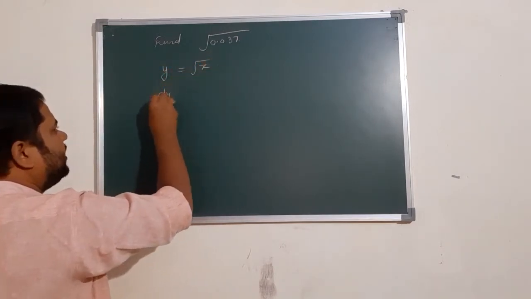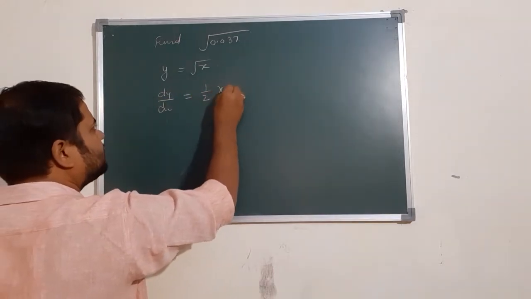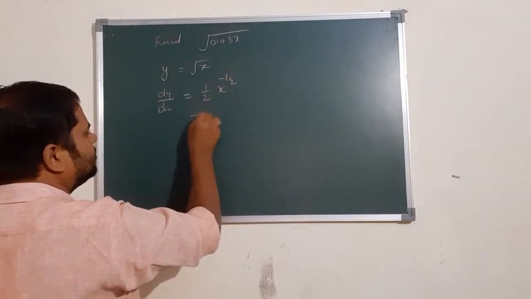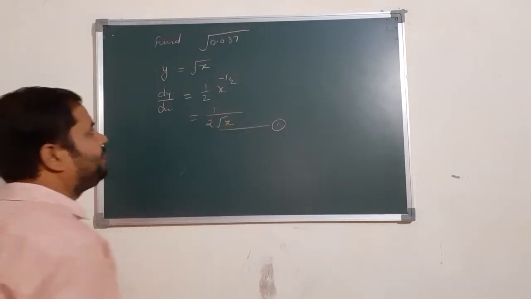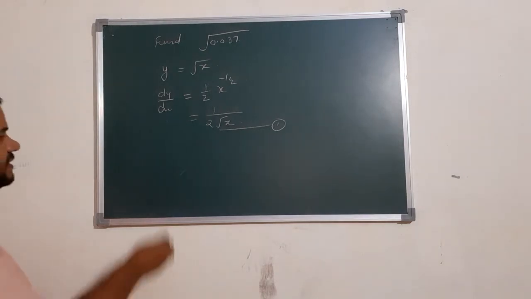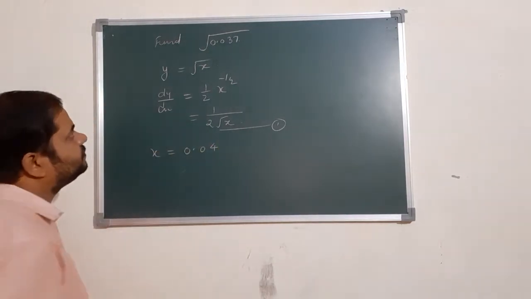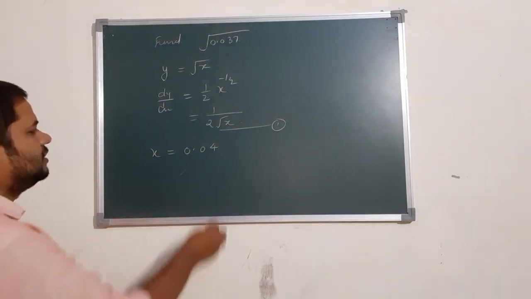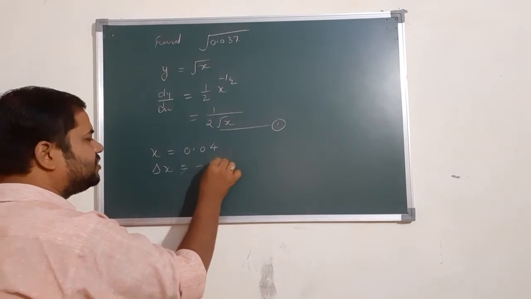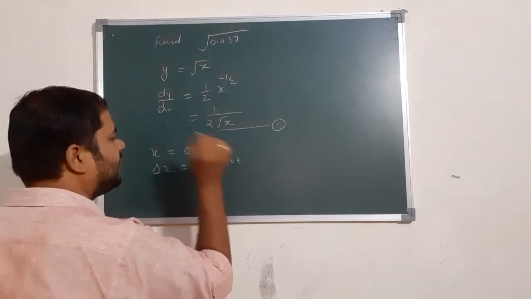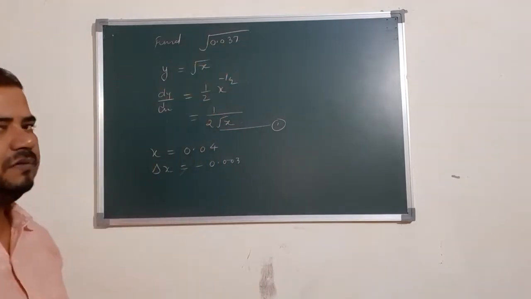So dy by dx is nothing but 1 by 2 x to the power minus 1 by 2, so 1 upon 2 root of x. Okay. Now, as here x is equal to 0.04. Understood? Because this is 0.04 and delta x is nothing but minus 0.003. If you subtract, then you will get this one.